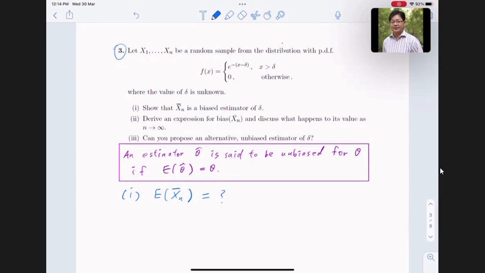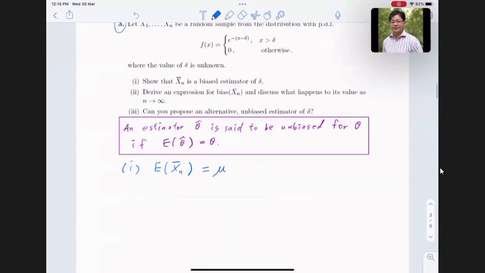Otherwise, it is biased. So if you are asked to determine whether an estimator is biased or unbiased, we always start with finding its expectation. In this question, we want to show that it is a biased estimator. So we find the expectation of the sample mean. To find it, you can utilize a property that was taught at the beginning of the course. The expectation of the sample mean is equal to the population mean. That is the property of the random sample.